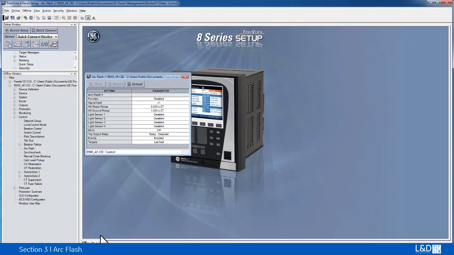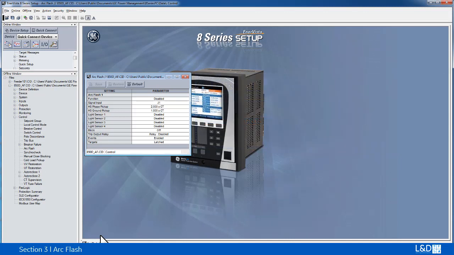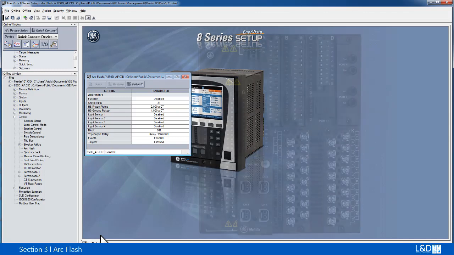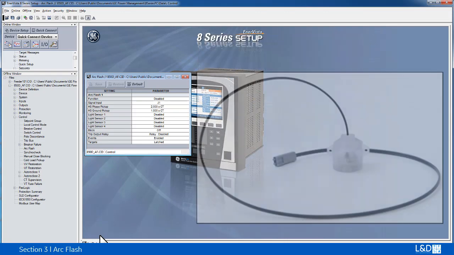Arc flash function is available when the 10th suffix of the 8-series order code is letter F. When the arc flash option is in the order code, the hardware of the relay will have 4 connectors in the rear side and 4 optical sensors.